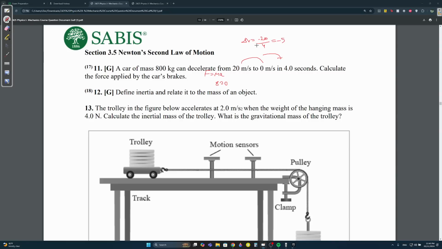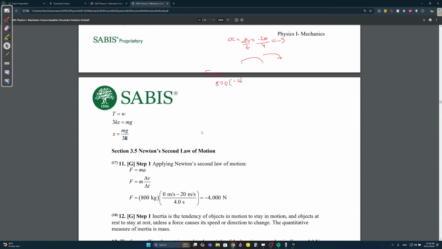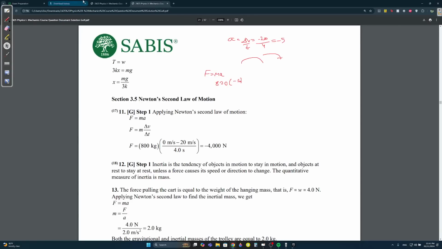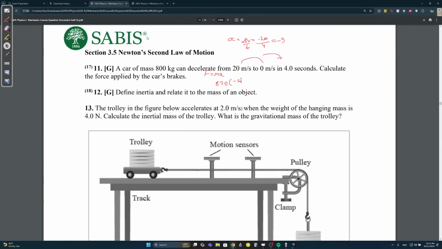So the acceleration is equal to delta V over T. So minus 20 divided by 4, which is minus 5. So mass times acceleration, so 800 times minus 5, is minus 4,000. But I think they just keep it as 4,000. Oh, they kept it, yeah, okay. Basically, don't try and be fancy. It's negative 4,000. You get negative 4,000, put it as negative unless they say magnitude.